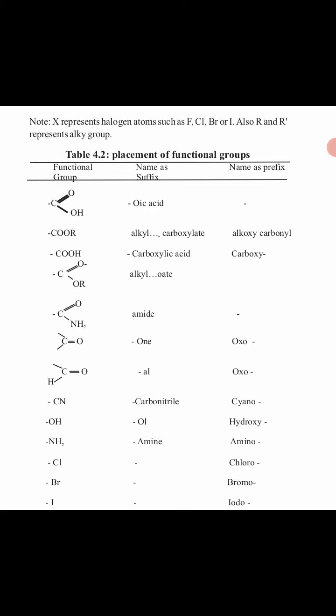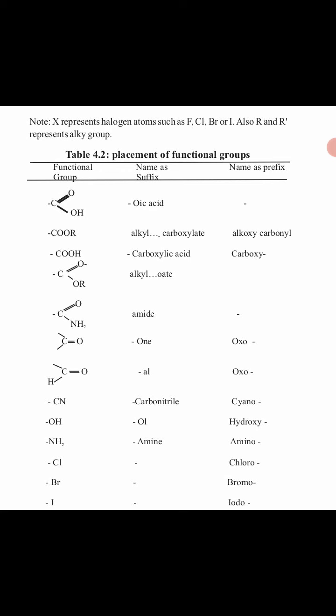Then COOR, when it is used as a suffix, is an alkanoate: butanoate, propanoate, pentanoate. But when it's used as a prefix, it is called alkoxy. When it is used as a suffix, the ending name is oate. When it is used as a prefix, you have alkoxy.